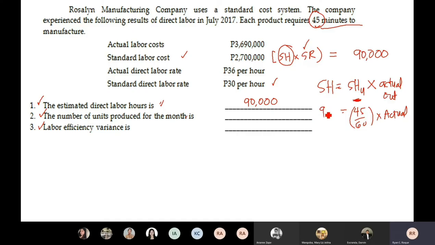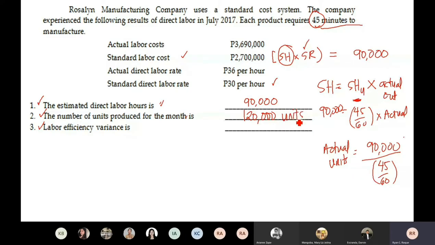May standard hours ka? 90,000. Okay, kaya alam mo pala, ang actual units mo is simply 90,000 divided by 45 over 60 to make it consistent. 90,000 hours divided by that. So the answer is 120,000 units. Okay. Ang labor efficiency variance naman ang tinatanong.